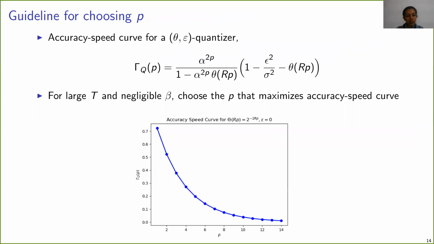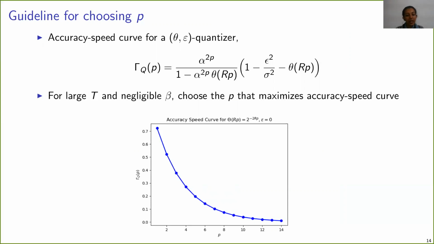Now, manipulation of this bound for a very large time horizon and finite dimension helps us to identify this function, which we term as the accuracy speed curve for a theta epsilon quantizer. When the probability of encoder failure is negligible, we see that maximizing this term reduces the average tracking error. Since this is a function of the update period, this gives us a guideline to choose the best value for the update period for any finite dimension. That is, choose the update period to be the one that maximizes the accuracy speed curve.